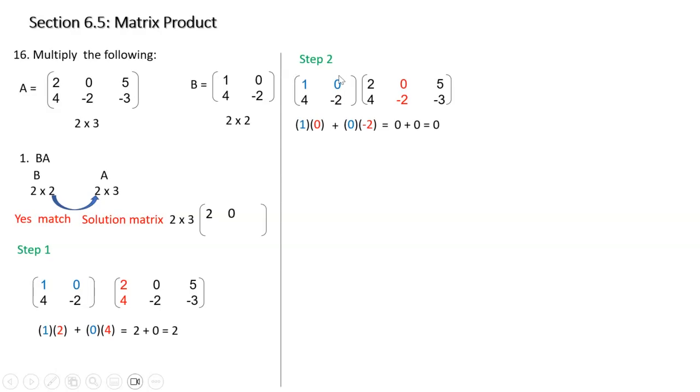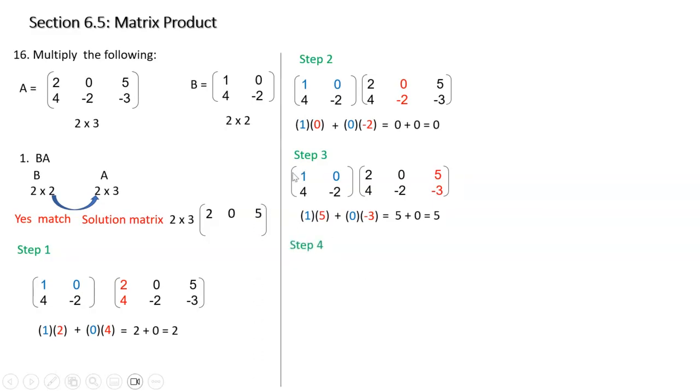Now we're going to multiply the first row times the third column, and also we use color code. So it'll be 1 times 5 plus 0 times -3. The answer will be 5 plus 0. The answer is 5. So the 5 goes in the first row, third column.